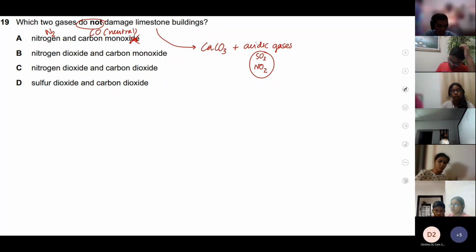That's the answer. A. Nitrogen dioxide, does it damage? Carbon monoxide, no, but at least one is doing it. Nitrogen dioxide, yes. This is doing it. This is not. Therefore, the answer is A. So you select the neutral gases.